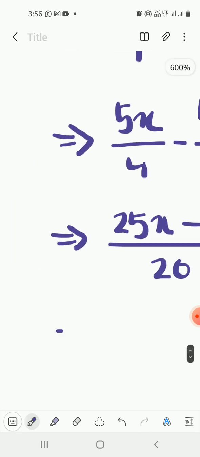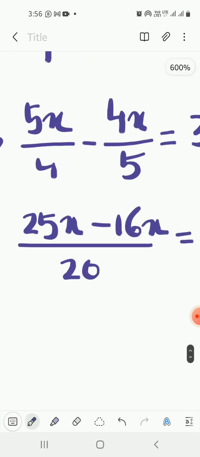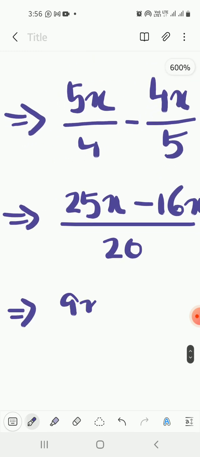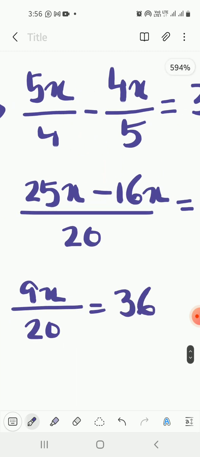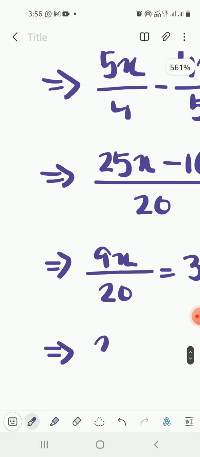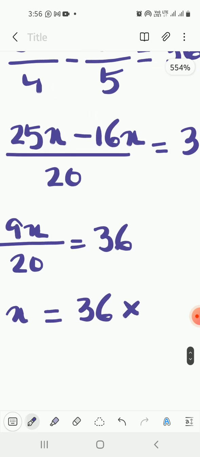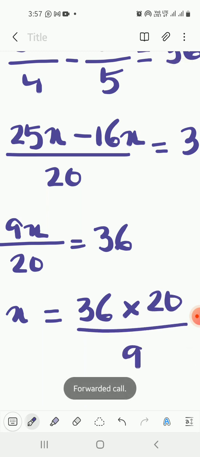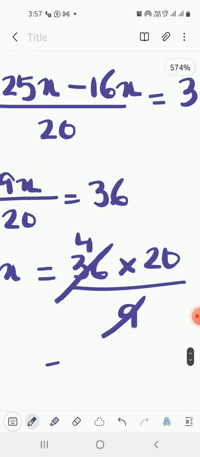We will solve this. This becomes 9x by 20 is equal to 36. Further, x is equal to 36 times the reciprocal of 9 by 20, that is 20 by 9. So we will cancel it. What we get is 4 into 20, 80.